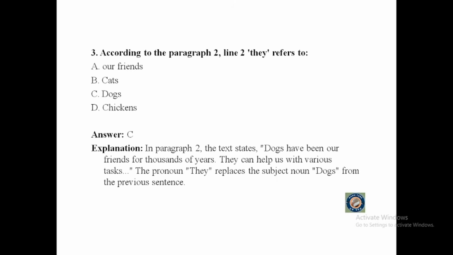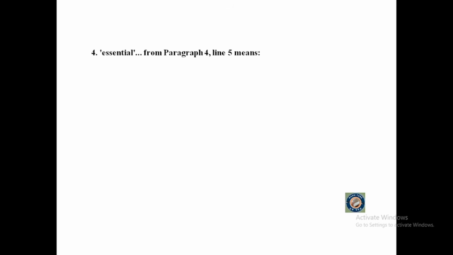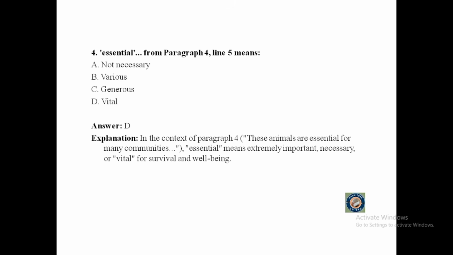Let's go. Question number 4. "Essential" from paragraph 4, line 5 means A. Not necessary, B. Various, C. Generous, or D. Vital. According to the passage, essential means vital. In the context of paragraph 4, these animals are essential for many communities. Essential means extremely important, necessary, or vital for survival and well-being.